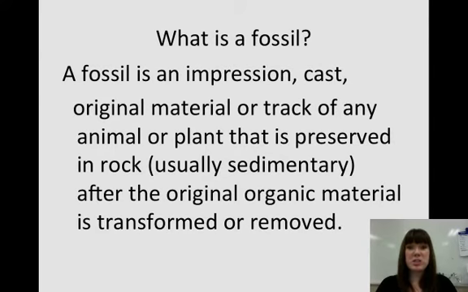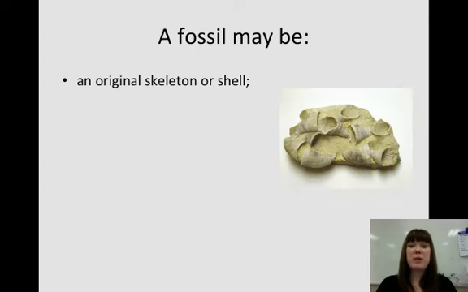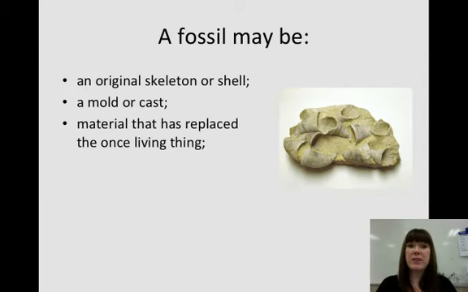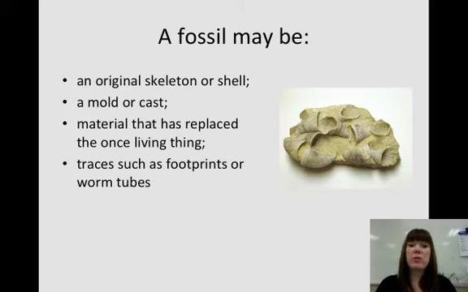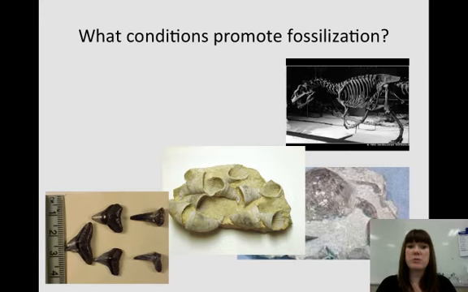There are many definitions for fossils. Here's one. The definition says that a fossil is an impression, cast, original material, or track of any animal or plant that's preserved in rock, usually sedimentary rock, after the original organic material is transformed or removed. A fossil can be a few different things. It could be an original skeleton or an original shell. It could be a mold or a cast of a living thing, material that has replaced the once living thing, or traces such as footprints or worm tubes.